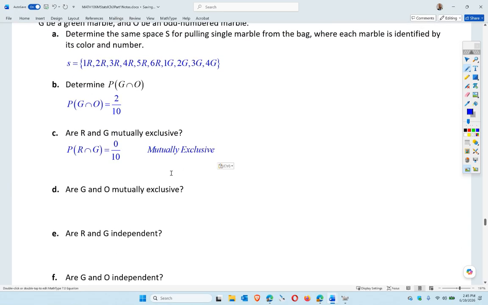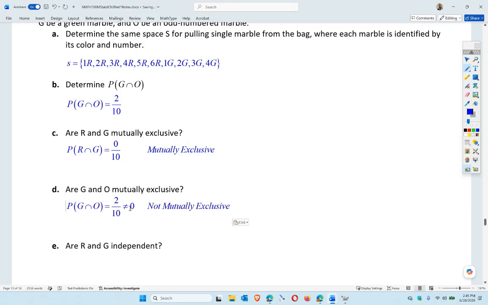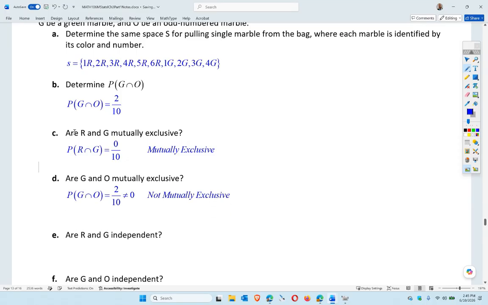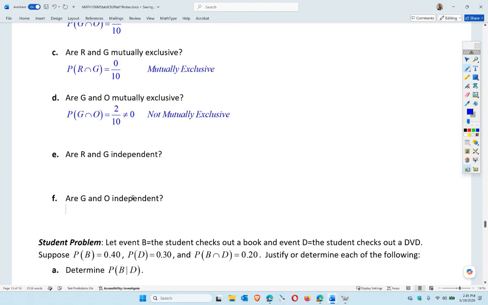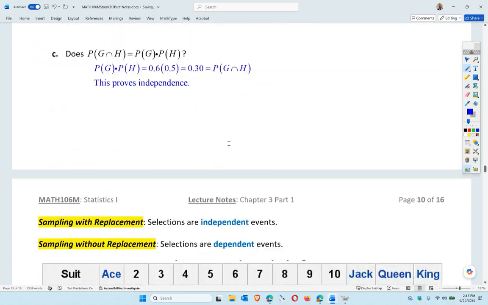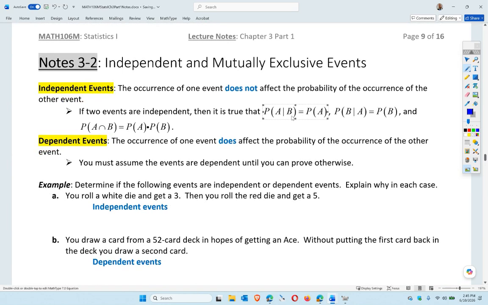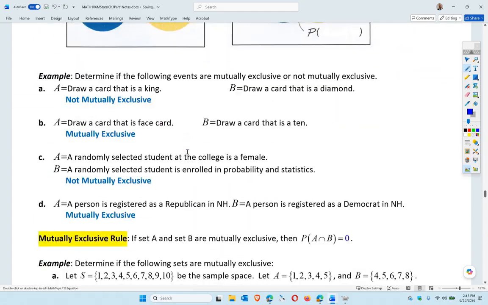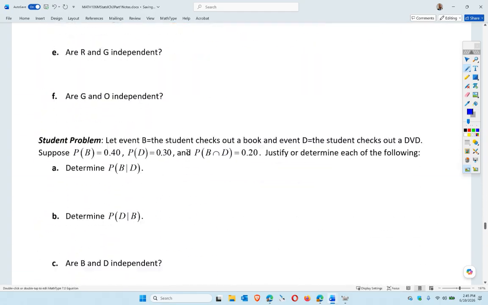Are green and odd mutually exclusive? Well, no, it's 2. We just did that, correct? So since green and odd are equal to 2 out of 10, which is not 0, it's not mutually exclusive, right? Okay, there's only one rule for mutual exclusivity. Independence, however, there are 3 ways to prove it. So go back to independence, there are 3 ways you can prove it. You can prove it with either of the conditionals or the product, and you only need to do one of them, whichever one you have based on the information. Okay?